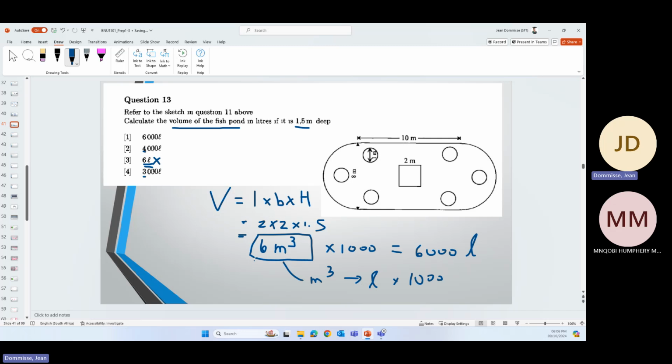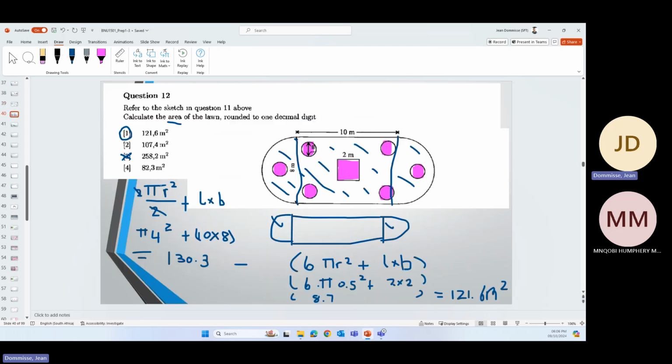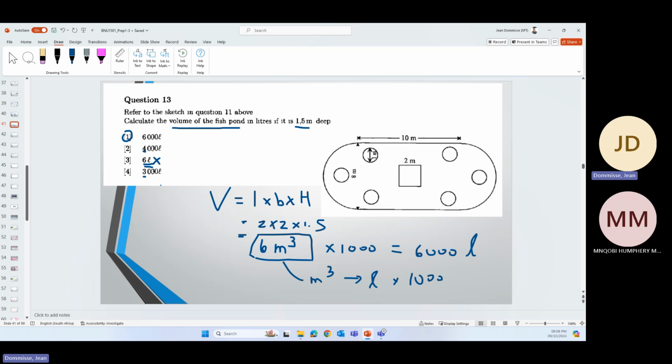But remember, volume is length, breadth, height. That gives us the 6,000 liters. That is the answer that we're looking for. So again, just important things that we need to remember. And they love to, this will be in the exam. So this is definitely something that you will get in the exam: something around perimeter, something around area, and something around volume. It will be in the exam.